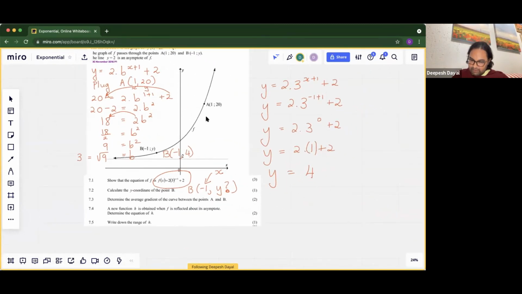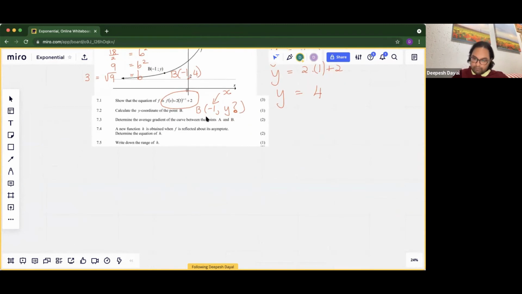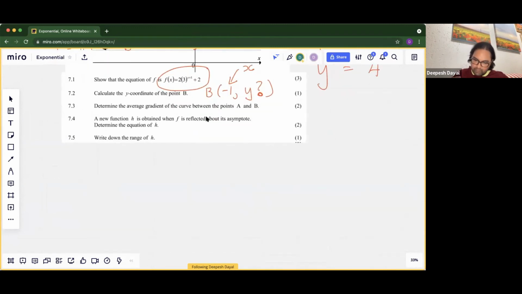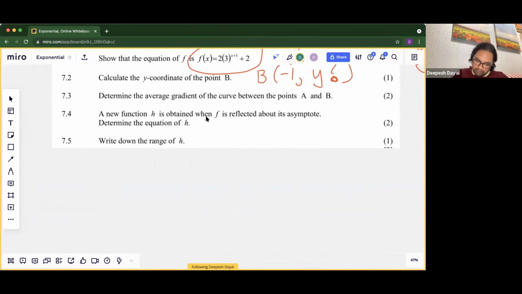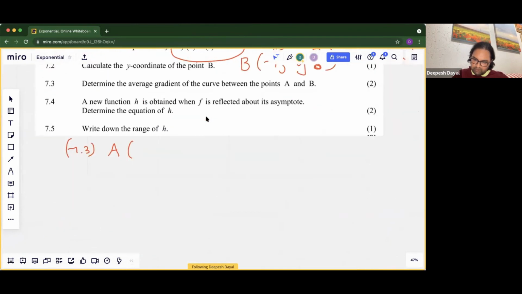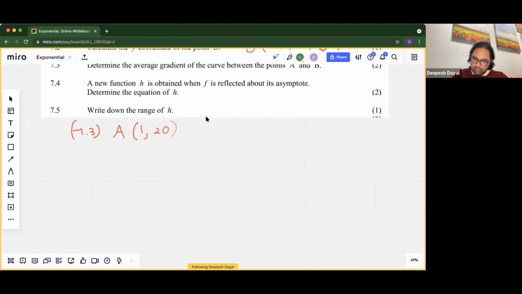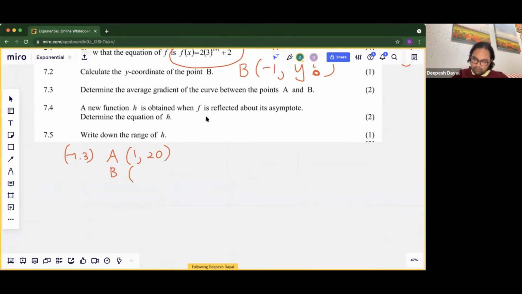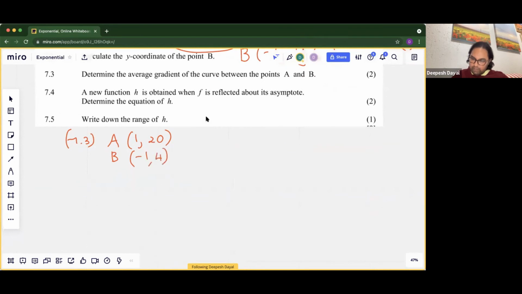So let's do it here. I've got A and B. A was 1 and 20, and B is minus 1 and 4. And I want to know the average gradient between A and B. That is change in Y over change in X.